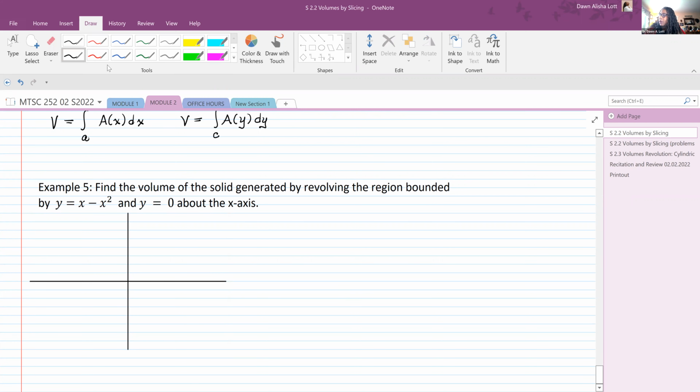All right, so now, does it look like this? Or does it look like this? Does it look like this? How do I know what it looks like? What are the X intercepts? Where does it hit the X axis? 0 and 1. Good. Okay, so this is a parabola that looks like this.